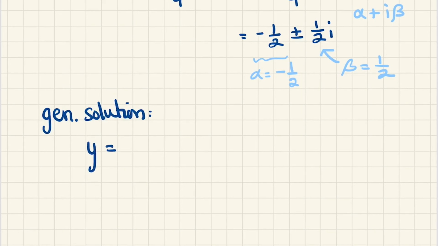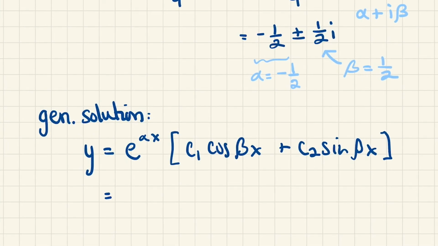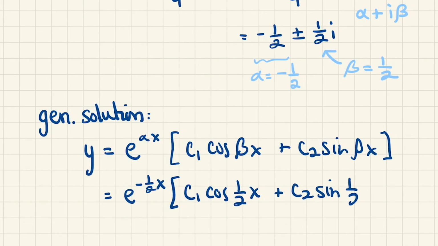Okay, so our solution will take on the form of e to the alpha x, c1 cosine of beta x, plus c2 sine of beta x. So that would be e to the negative 1/2 x, c1 times cosine of 1/2 x, plus c2 sine of 1/2 x. And there it is.